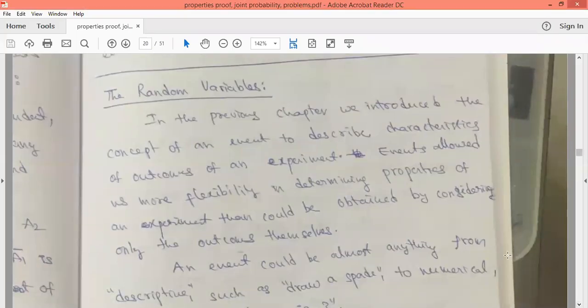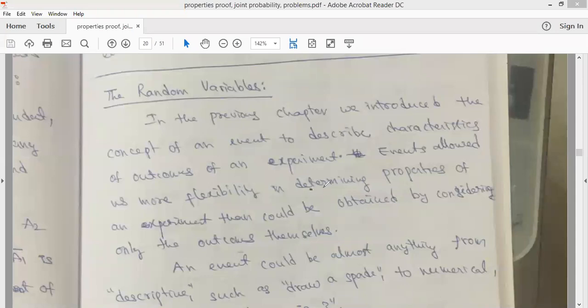So in the previous chapter, we discussed that we will be conducting an experiment. All the outcomes of the experiment will be placed in the sample space. The sample space will have all possible outcomes of an experiment. Here the event will be defined as the outcomes of interest, which we will be placing in the event.